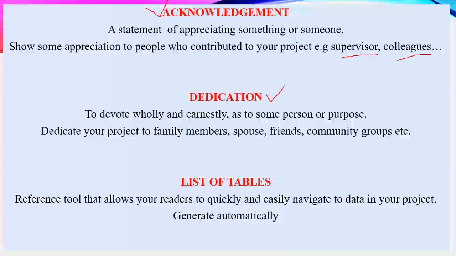The next preliminary page is the list of tables. List of tables is a referencing tool that allows your readers to quickly and easily navigate to data in your project. A list of tables should be generated automatically. Later on, I'm going to make a tutorial that will help you understand how to generate a list of tables automatically. List of tables will show the tables that you have in your document and the pages at which they are located so that your readers can easily access them if they want to access the tables.